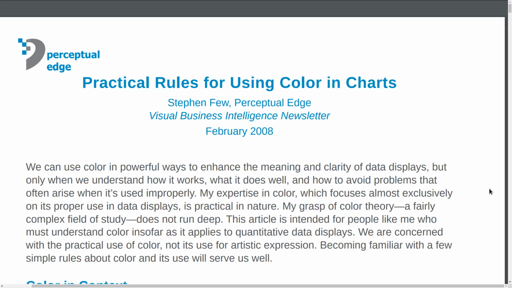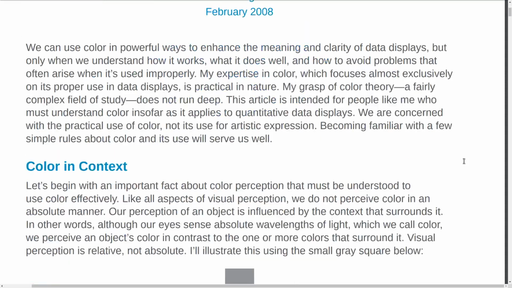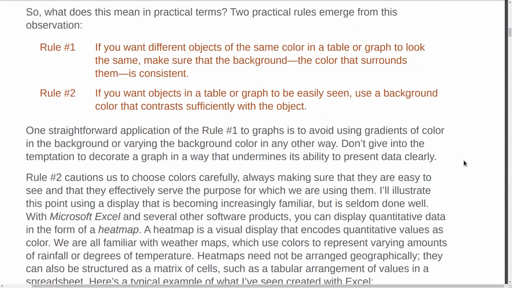Practical Rules for Using Color in Charts is a really great piece by Stephen Few. He outlines a couple of rules, like rule number 1, if you want different objects of the same color in a table or graph to look the same, make sure that the background, the color that surrounds them, is consistent. Rule number 2, if you want objects in a table or graph to be easily seen, use a background color that contrasts sufficiently with the object.